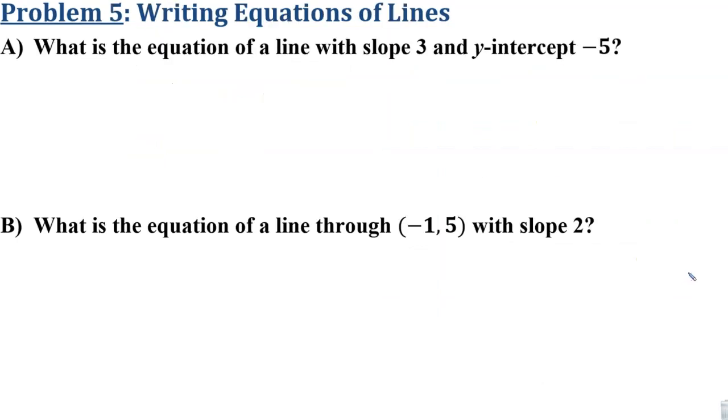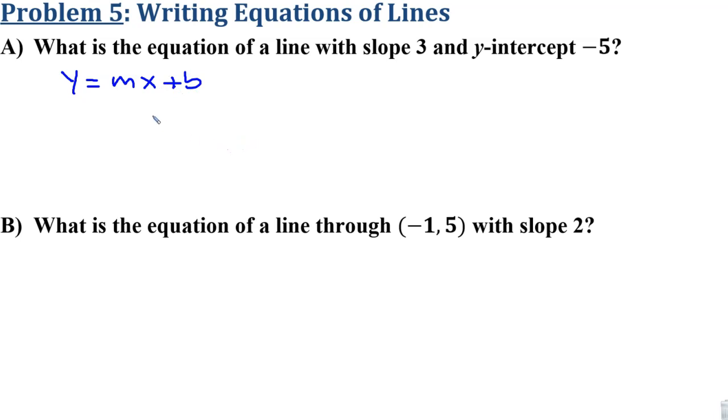Next thing we'll take a look at doing is writing equations. Here it gives us the information, and we just want to fill that equation in for problem 5. Part A says, what's the equation of a line with slope 3 and y-intercept -5? Now here it doesn't specify what type of equation we want to write, so we can write any one we want. And I suppose we'll pick the easy one. Here it gave us a y-intercept, so I want to use my slope-intercept form, my good old y equals mx plus b.